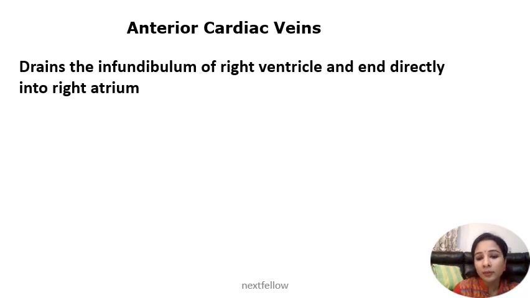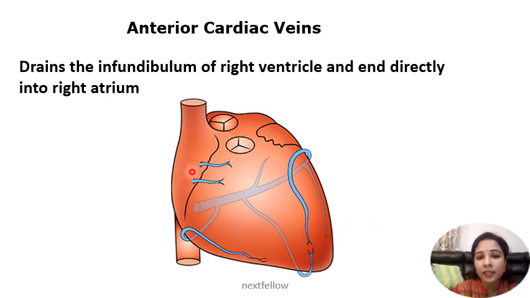So, talking first about anterior cardiac veins. Anterior cardiac veins drain the infundibulum of the right ventricle and end directly into the right atrium. So it doesn't have any communication with the coronary sinus. They are separate veins. So these are the anterior cardiac veins which are draining the infundibulum of the right ventricle directly into the right atrium.